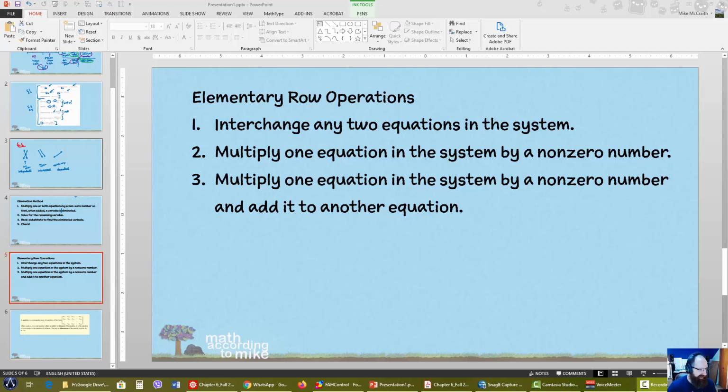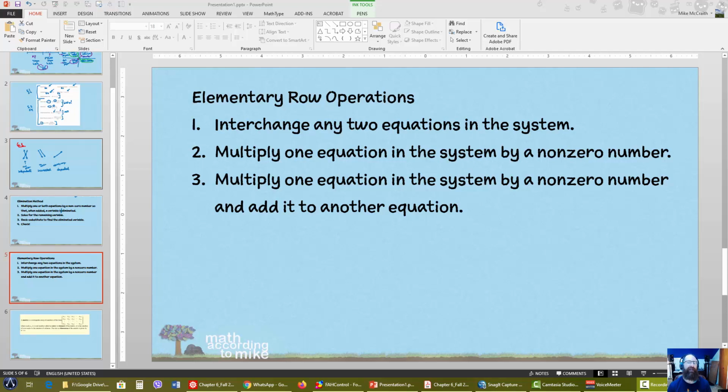So before we get to the actual method itself, we have some terms we have to get through. But let's talk about what was happening in the elimination method. Basically, you multiplied one or both equations by a non-zero number to eliminate variables. And then once you got down to one variable, you back substituted to get the eliminated variables. That's basically a summary of what elimination is doing.